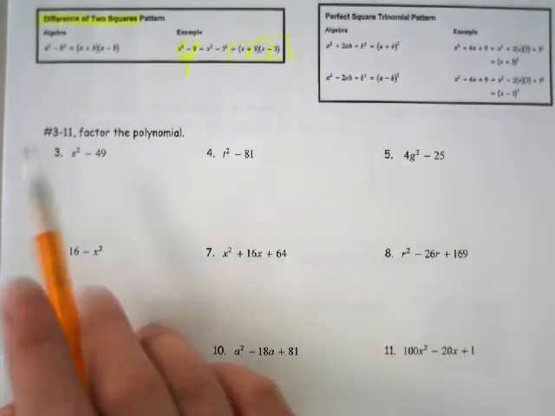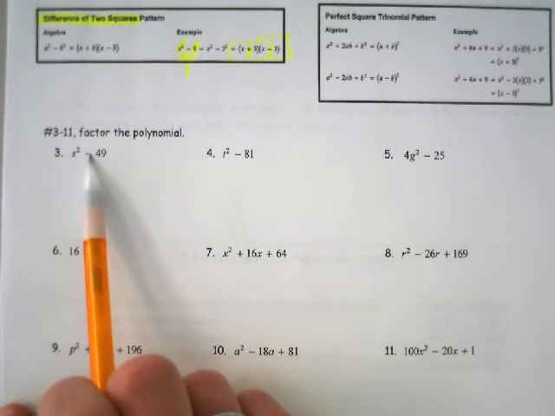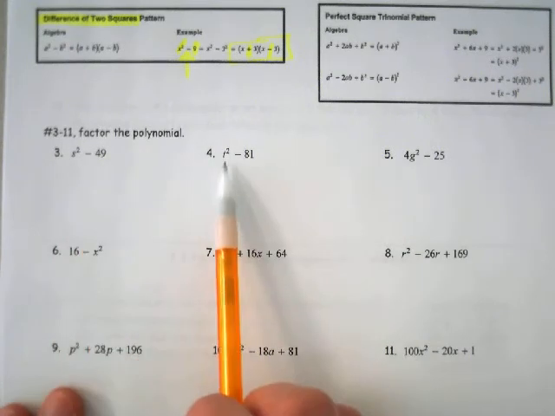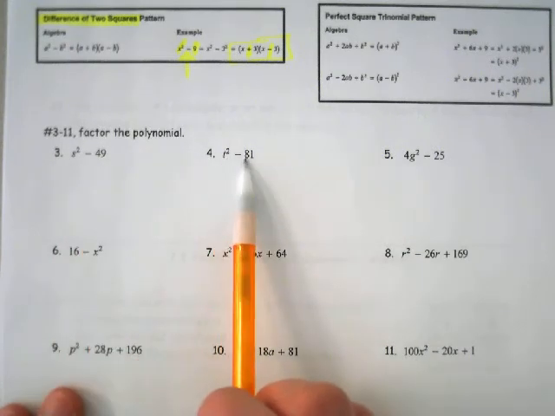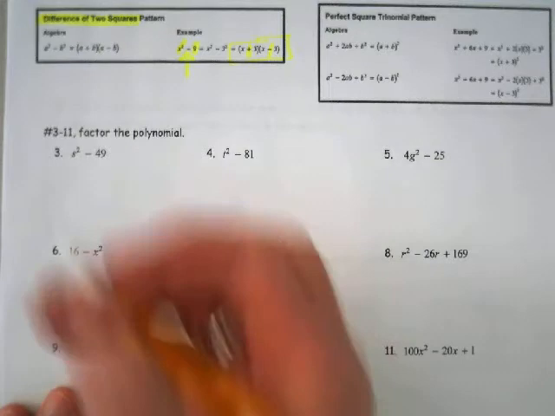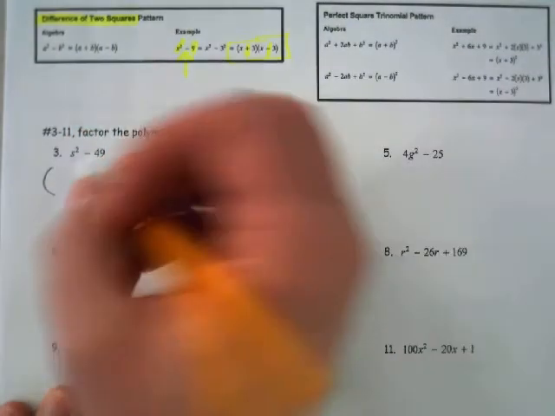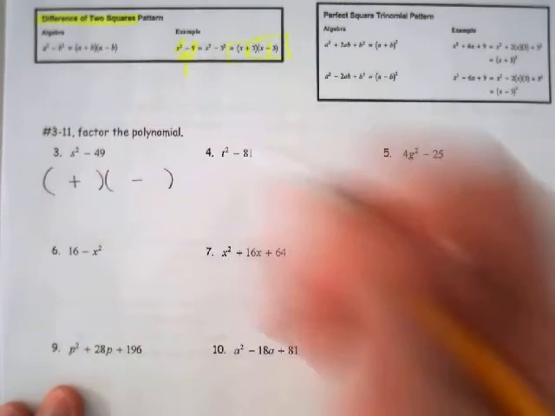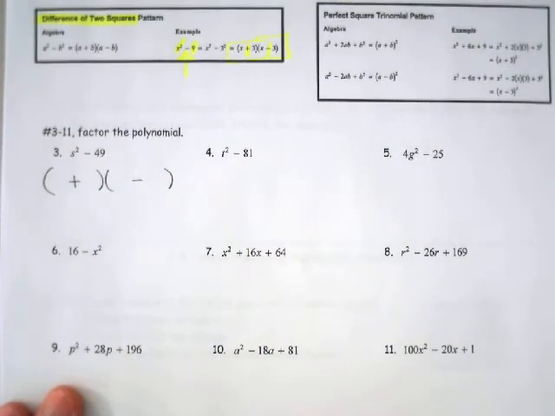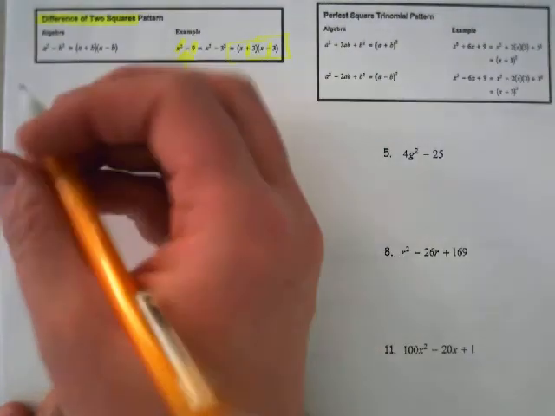So see how they don't have a middle term. Do you notice they're also perfect squares and they have a subtraction sign? Every single one of them is a perfect square with a subtraction sign. So if this is the case, we know we're going to have two binomials. We know our signs are going to alternate, and it doesn't matter which one you put first and second.